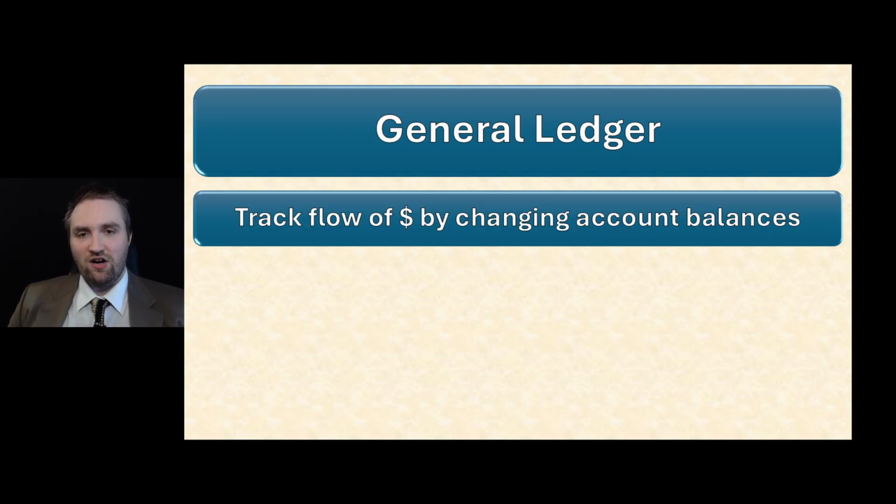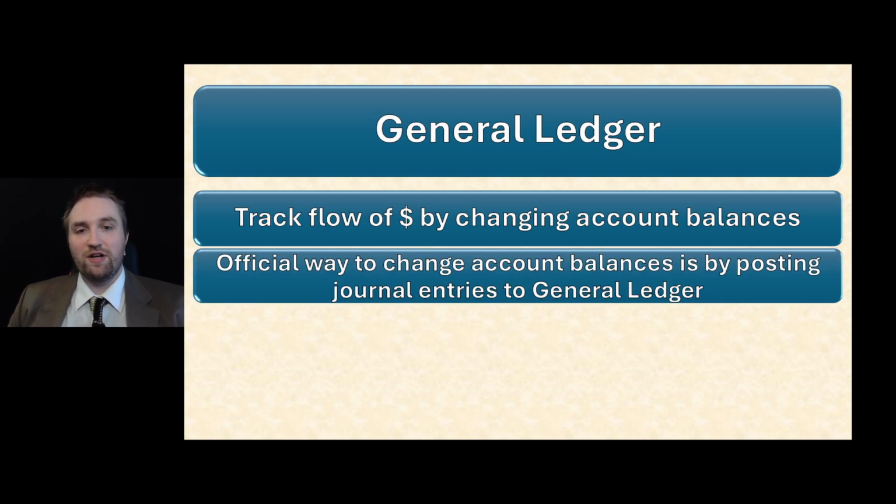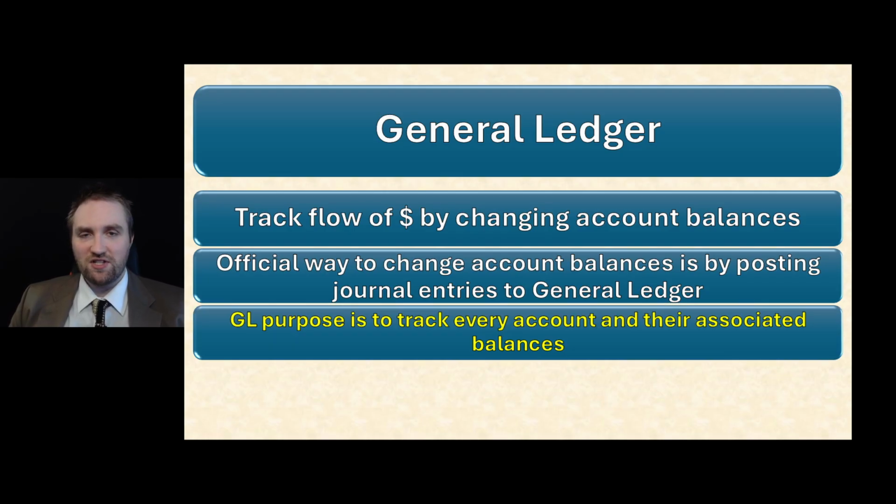Previously, we learned that transactions change account balances. We also learned that this change in account balances is how the flow of money is tracked in a business. Well, if the official way to record a transaction is by journaling it into the general journal, the official way to change an account balance is to post those journal entries to the general ledger. In other words, the purpose of the general ledger is to track every account and their associated balances.